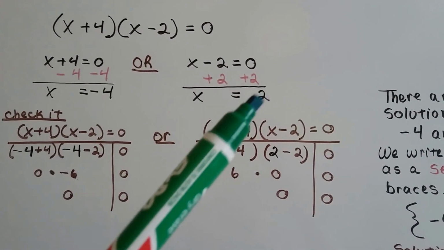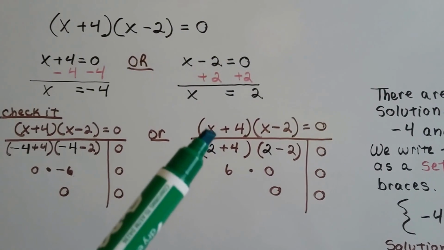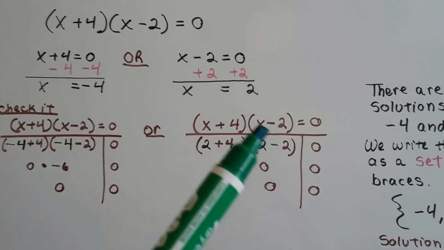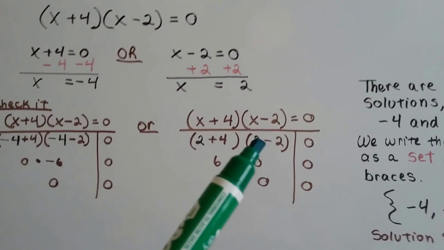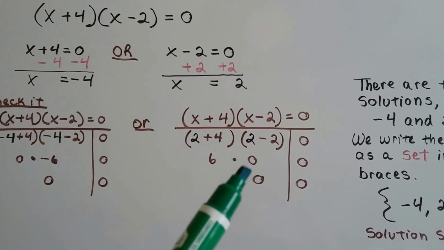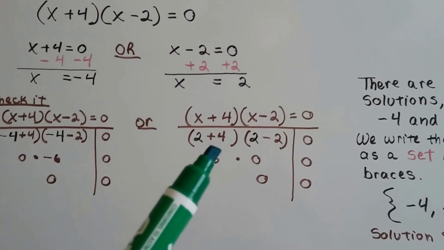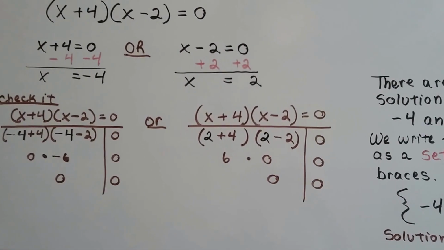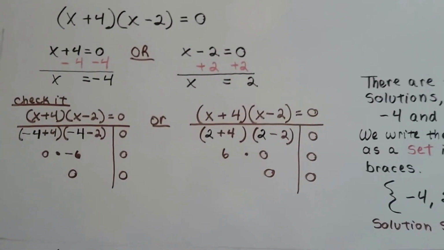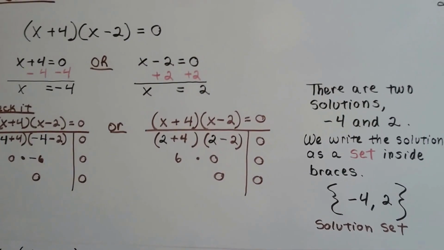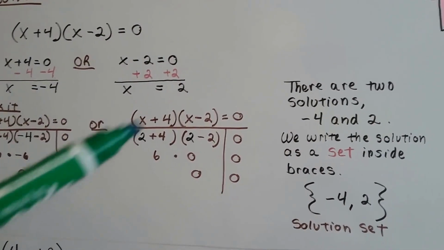On this side, we're going to set x to equal 2. So instead of x plus 4, we got 2 plus 4. Instead of x minus 2, we got 2 minus 2. Well, right away, we see that this makes a 0 pair. So we don't even need to do this math. We know 0 times whatever this is going to be a 0. So both numbers worked. And there's two solutions, a negative 4 and a 2.